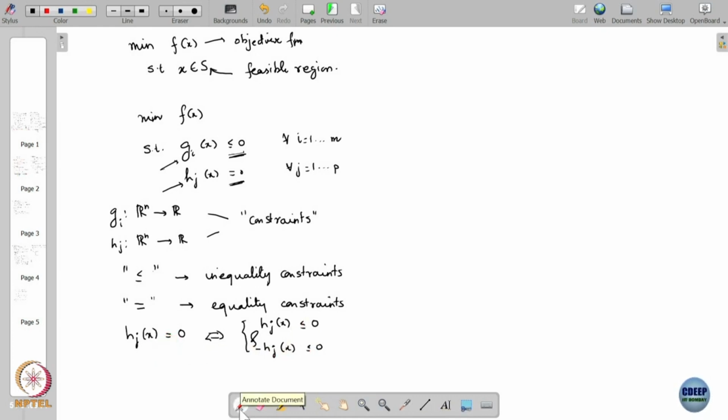So it is therefore possible to collapse this problem even further and get rid of the equality constraints as well, and write them as two opposing inequality constraints. However, we generally do not tend to do that, and there is a good reason for this.